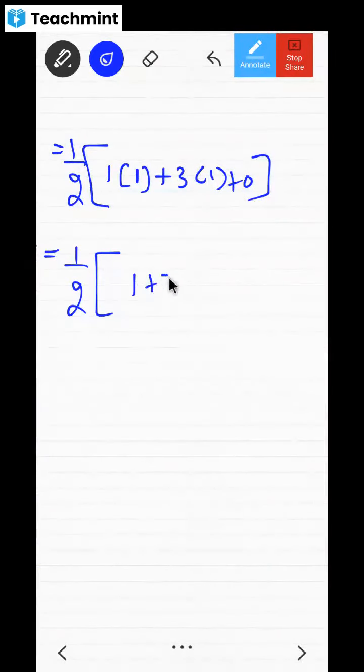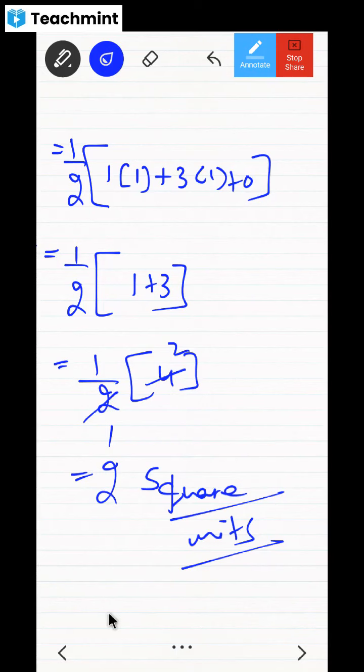Now 2 ones are 2, so the answer is 2. What are you supposed to write? 2 square units. Because area will be in square centimeter, which means centimeter square only. Square meter means meter square only. Square kilometer means kilometer square only. So instead of writing units square, just write it as square units. Understood? I hope it has become clear to you, all right, dear children?